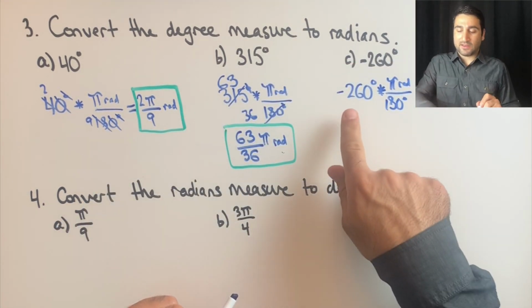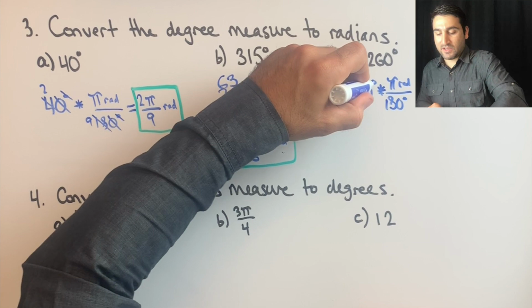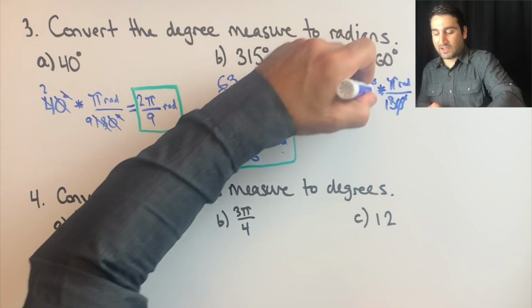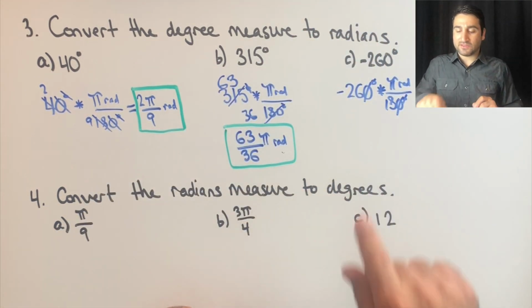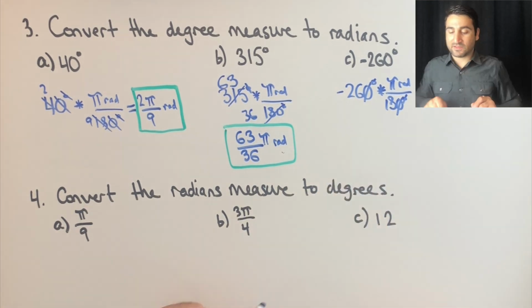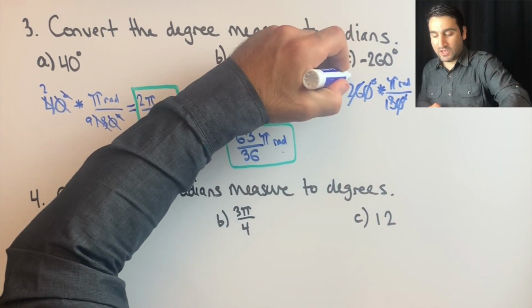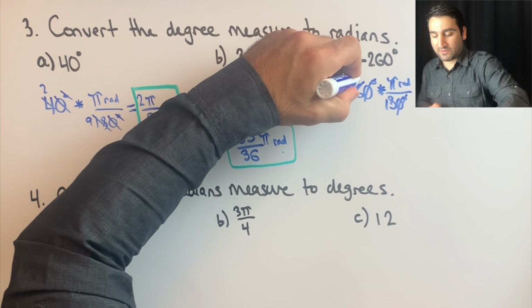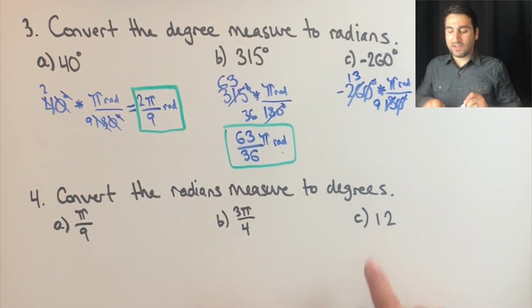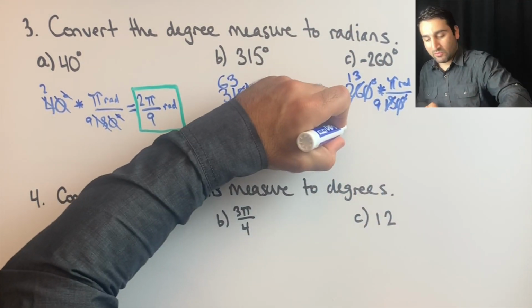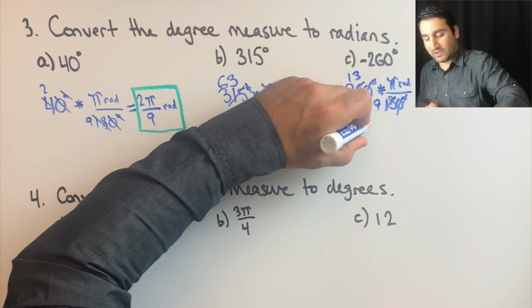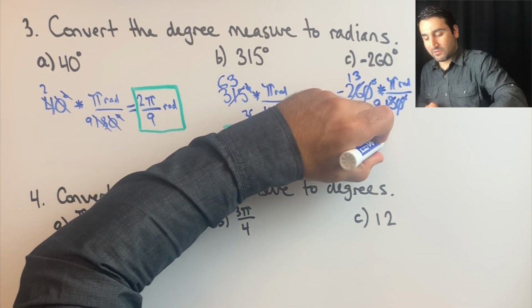Same thing here. Let's divide out a 10, and let's take out the degrees. Negative 26 over 18. Let's take out a 2. So that leaves negative 13 over 9, and that's a prime number. So it will be negative 13 pi over 9 radians.